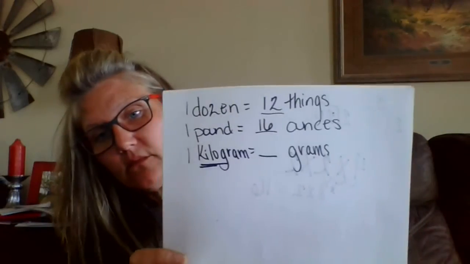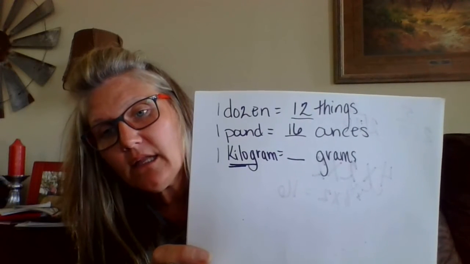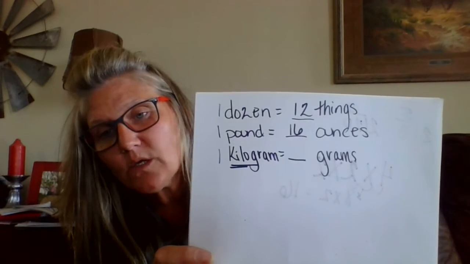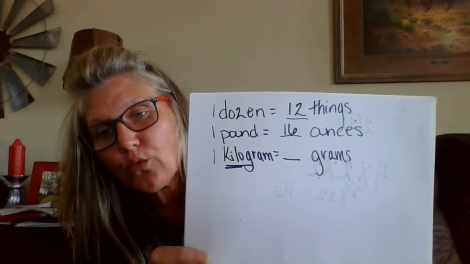Okay, 1 kilo, kilogram. That kilo is telling you something there. Kilogram equals how many grams? Kilo equals 1,000. So 1 kilogram equals 1,000 grams. Next year, I'll teach y'all something about that. I have a little saying that I do.